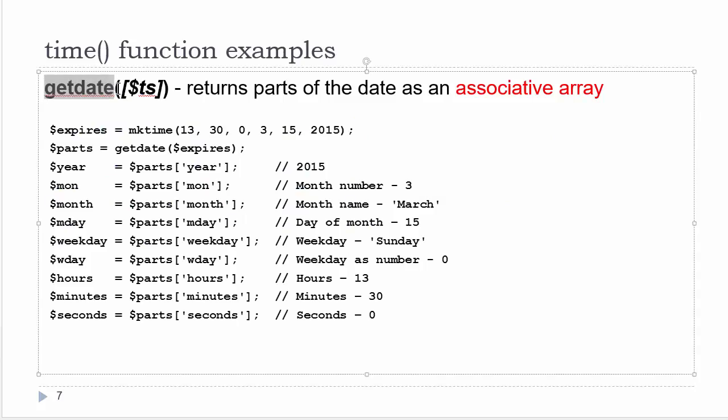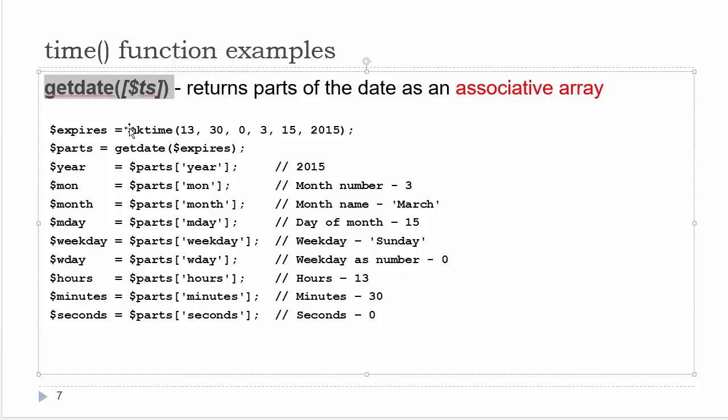So here's the getdate function. Here again, we need to use the time function in order to obtain the number of seconds to pass to this function. And this is where you can essentially parse out the different parts, because it returns an associative array. That's what this function does.